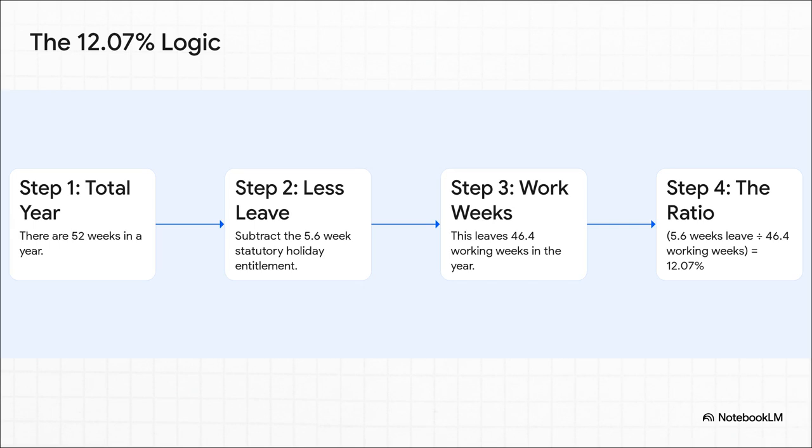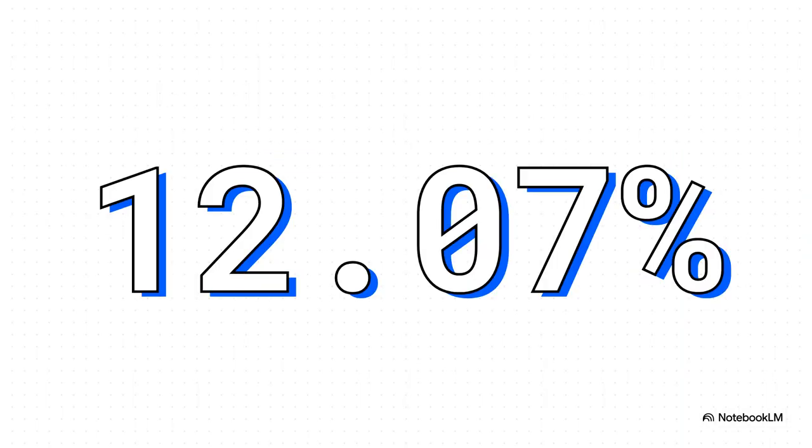A year has 52 weeks. You take away the 5.6 weeks of holiday you're entitled to, and that leaves you with 46.4 working weeks. Your 5.6 weeks of leave, as a proportion of those working weeks, is what gives you that magic number, 12.07%. This is the number to remember if you work irregular hours, 12.07%. For every hour you work, you earn this percentage of an hour as paid leave.